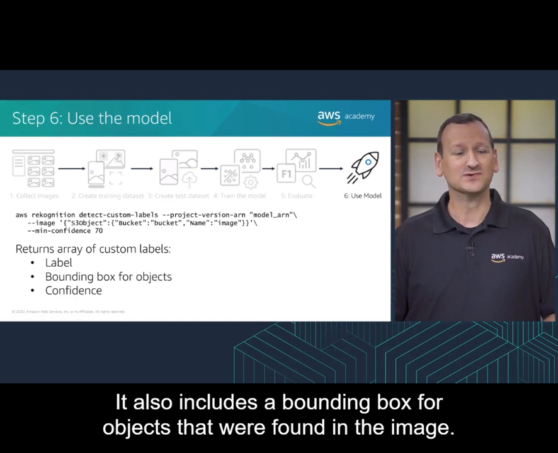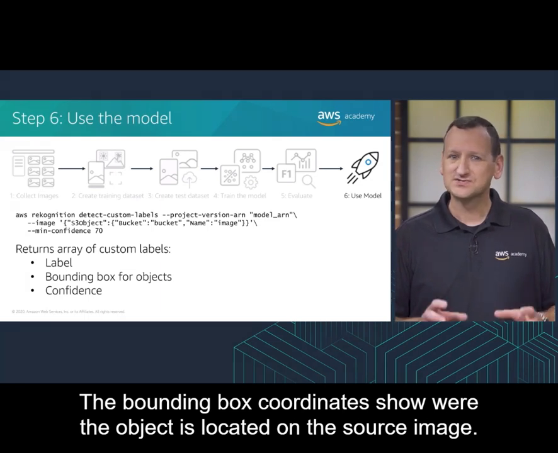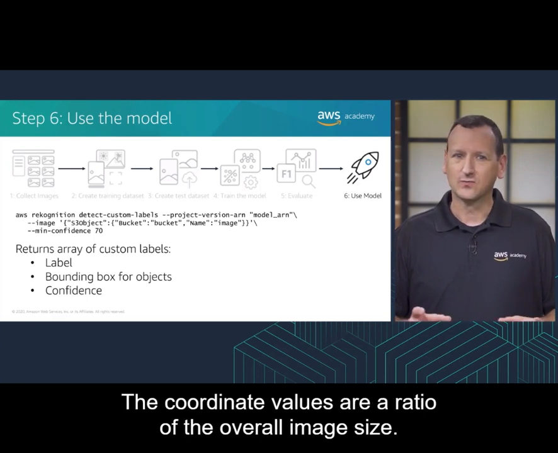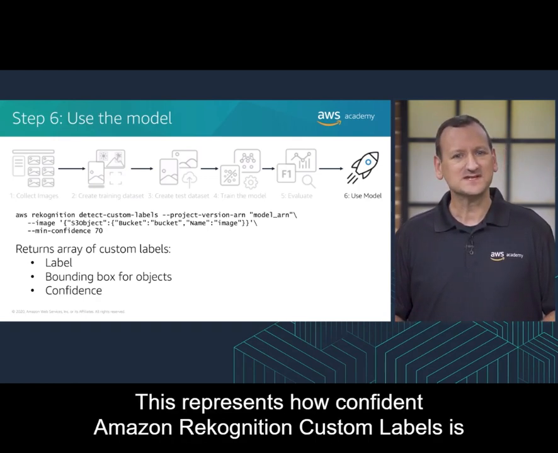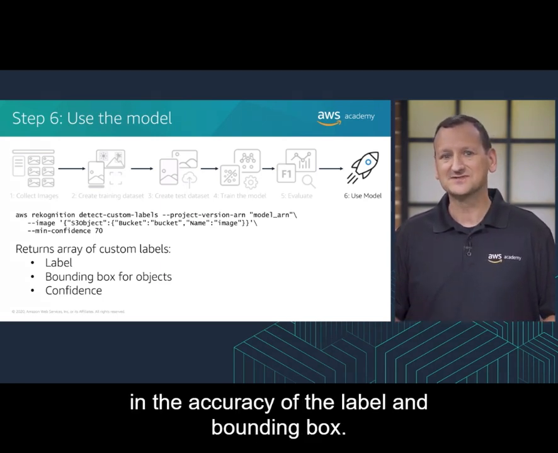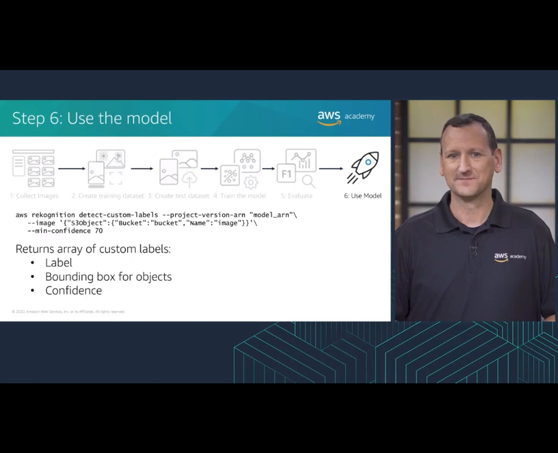It also includes a bounding box for objects that were found in the image. The bounding box coordinates show where the object is located on the source image. The coordinate values are a ratio of the overall image size. Finally, the custom label includes the confidence score. This represents how confident Amazon Rekognition Custom Labels is in the accuracy of the label and bounding box.